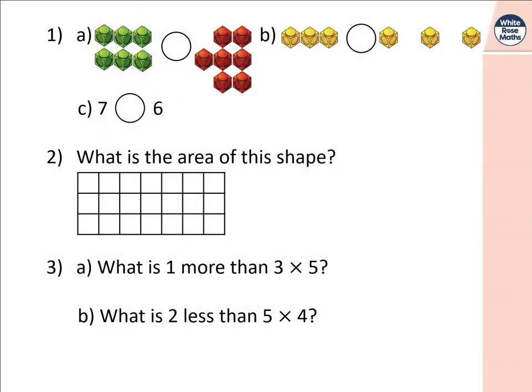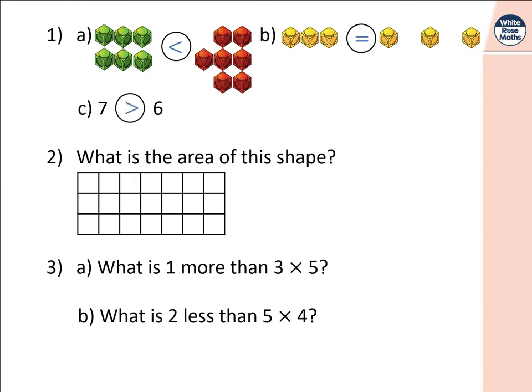Here is today's starter. Can you jot it down and come back to me when you've got the answers? How did you get on? Did you see that the 6 bricks are fewer than the 7 bricks? So 6 is less than 7. For B, the 3 bricks and the 3 bricks are equal to. It's just that they're a bit further apart. And what about C? 7 is greater than 6.